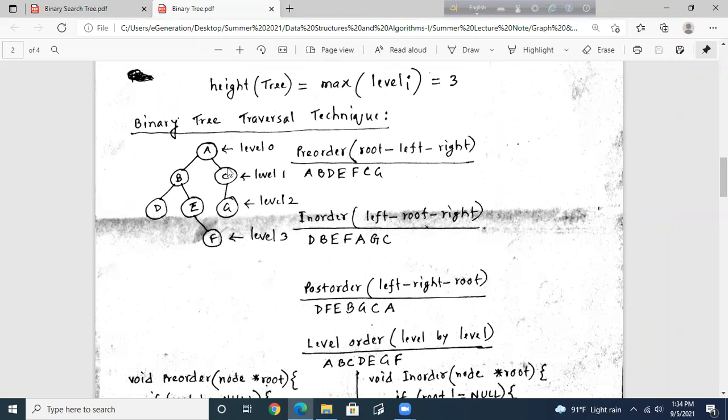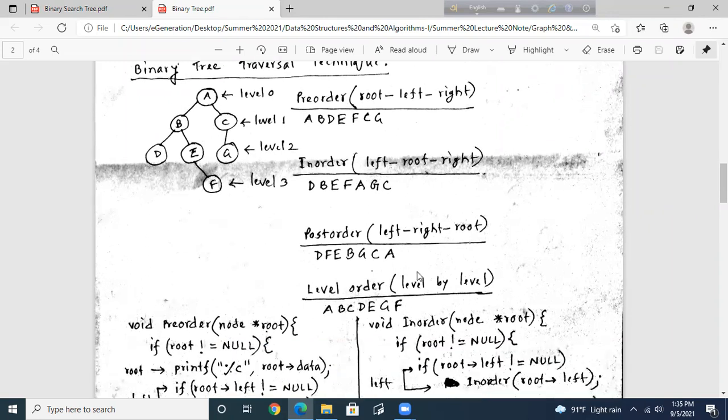Right of A. So in the right of A, again you have to go left until left is not available. So that node is D. So left, G, right not available, and root is C, so I have written C. So left of A is completed, left of B is completed, now root is A, I have written root A.